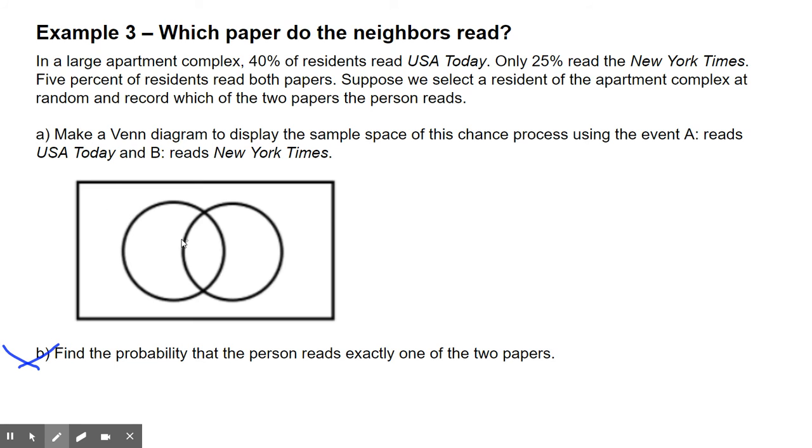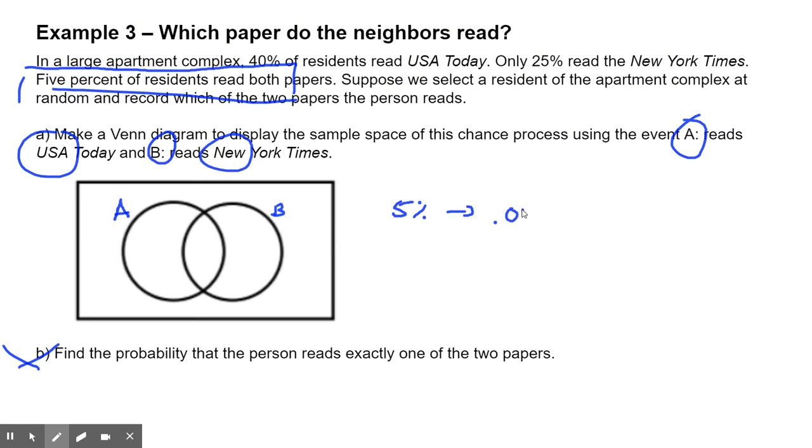So you start with the both. Remember, let's let A be USA Today, and let's let B be the New York Times. Okay? So we start with the both. 5% read both. 5% as a decimal is 0.05. That goes in the middle.